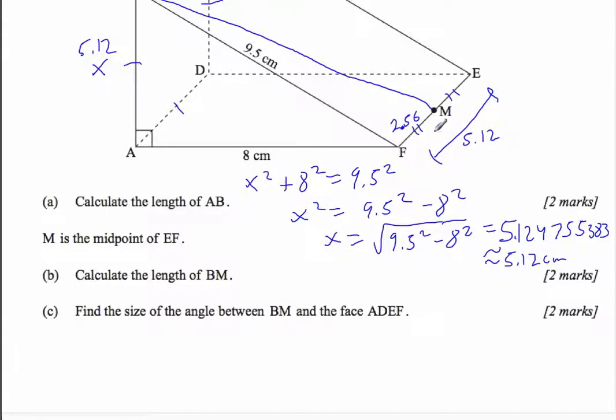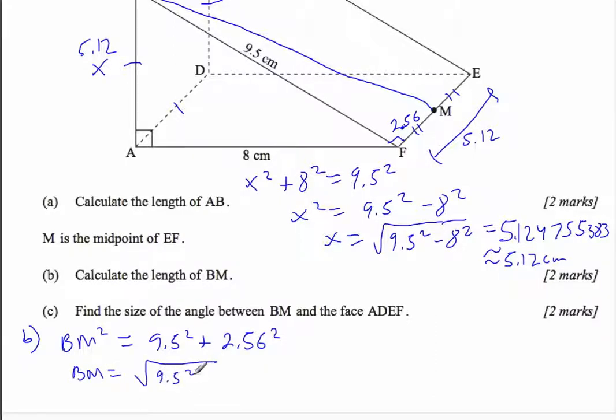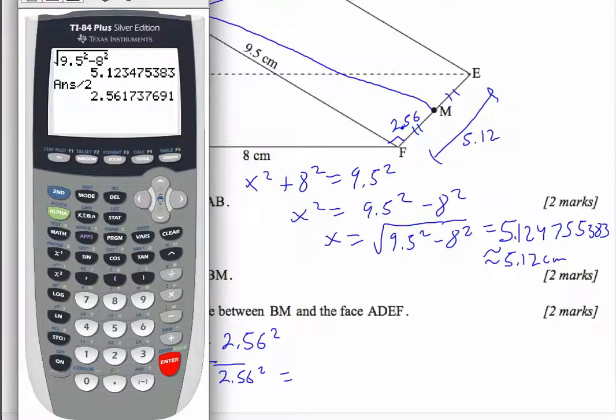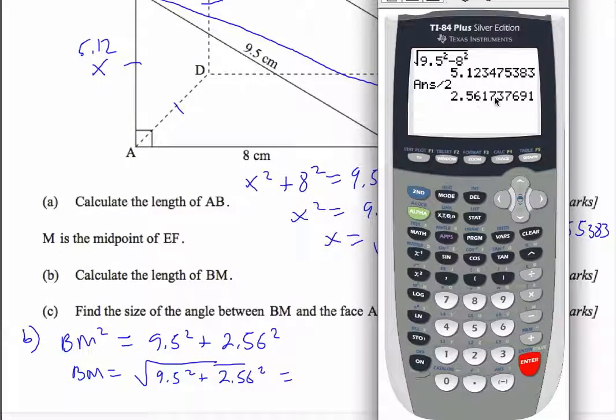And then we can find BM using this right triangle. BM is the hypotenuse, so BM squared equals 9.5 squared plus 2.56 squared. So BM equals the square root of 9.5 squared plus 2.56 squared. On my calculator, I've got the more precise version of 2.56 there, so I'm going to square that. Just press the square button, plus 9.5 squared. So that's the sum of those squares.